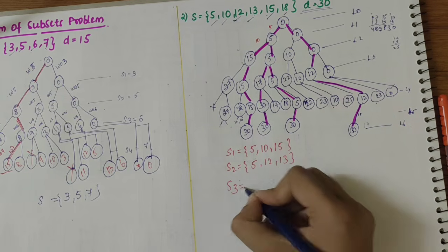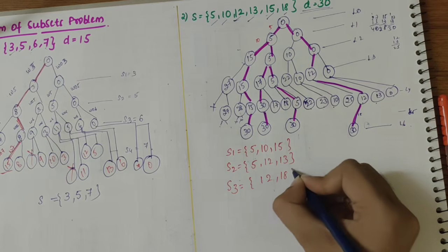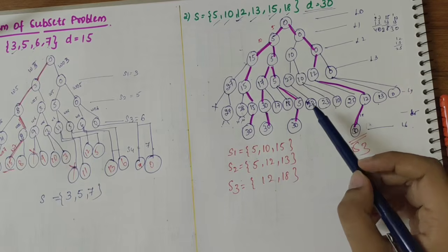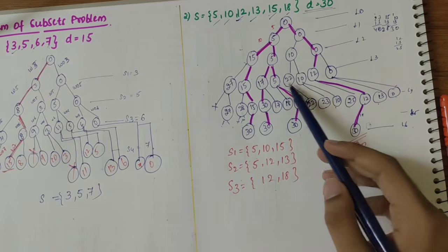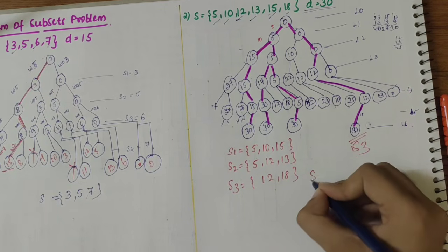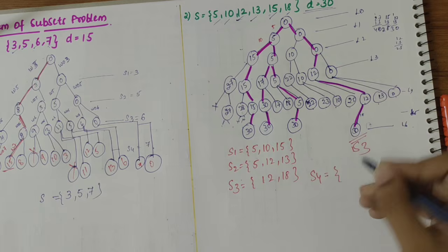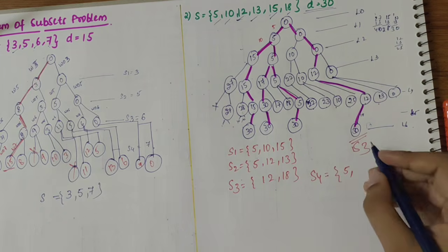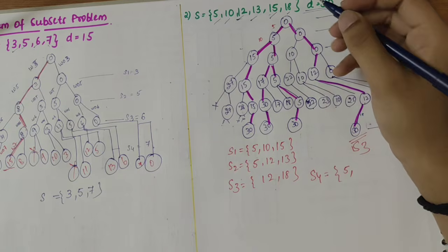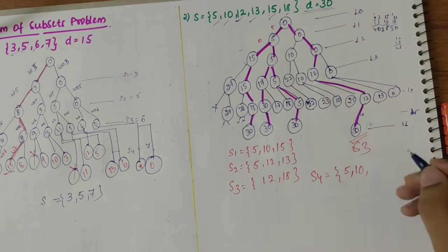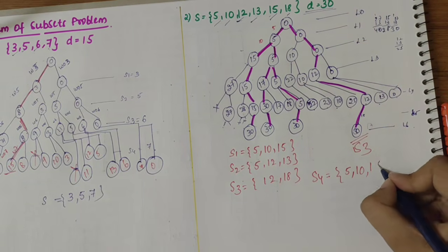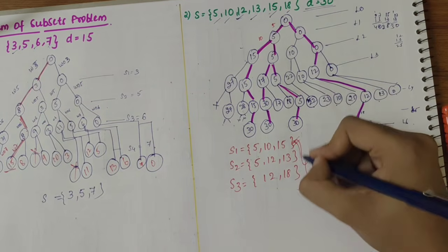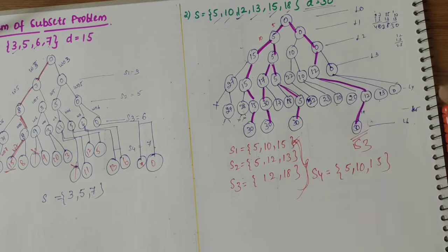Then third subset, if I have to write, it was 12 and 18 only, this one. S3 this is. Next I have S4 as 5 I wrote, then 10 I wrote, and 15 I wrote. This I have written here only. So majorly I'll be having 3 subsets here. So that's what I've written here.